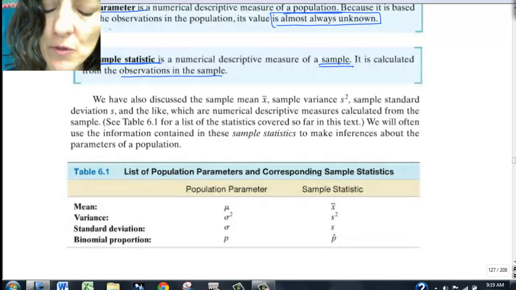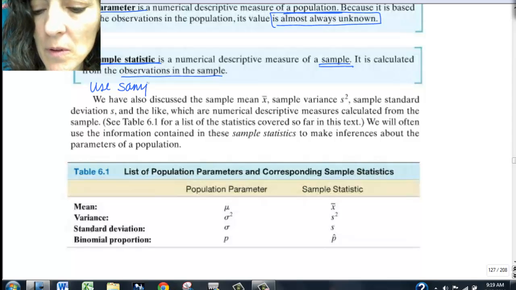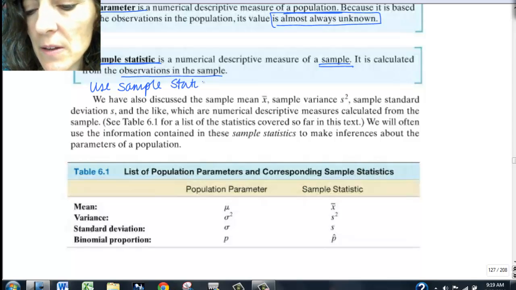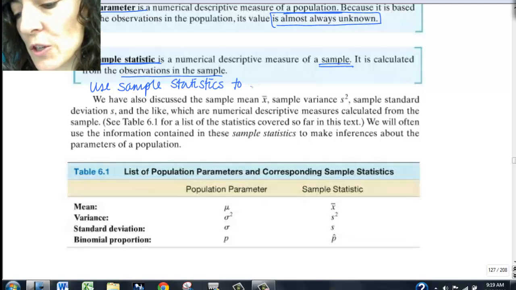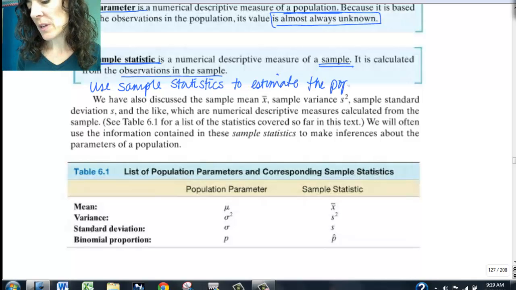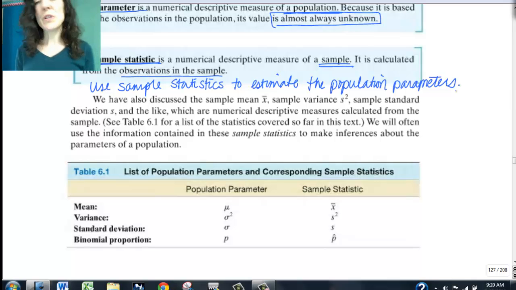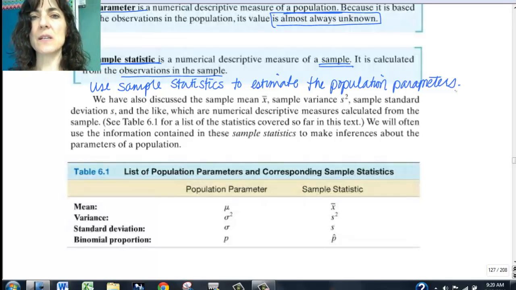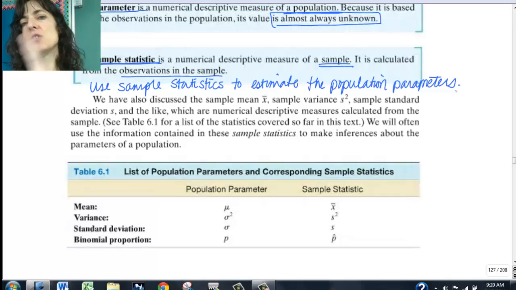So just to reiterate, we use the sample statistics to estimate the population parameters. Because we don't generally know the population parameters and we can always find the statistics, we'll use the sample statistics to make estimates of our population parameters.